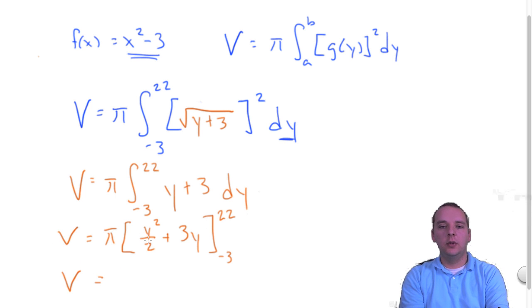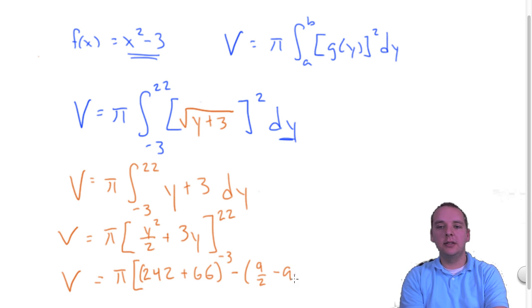So let's see, we'll have 22 squared over 2. So if you break that down, and you can jot down the scratch work on your paper, that's 22 times 22 over 2. So 22 over 2 is 11, and 11 times 22 would be 242, and then plus 22 times 3 is 66. I'm going to take that quantity and subtract, let's pop in negative 3. Negative 3 squared is 9, so we get 9 halves, and then negative 3 times 3 is minus 9. Okay, so we have those quantities there.